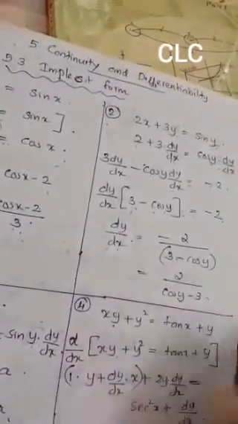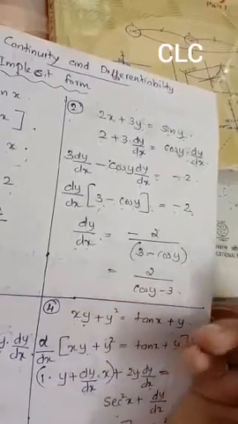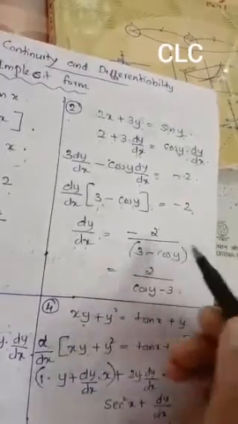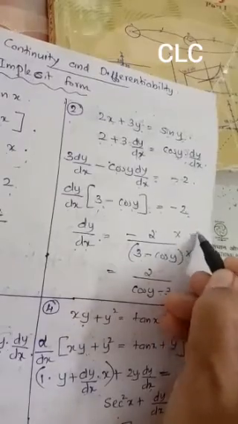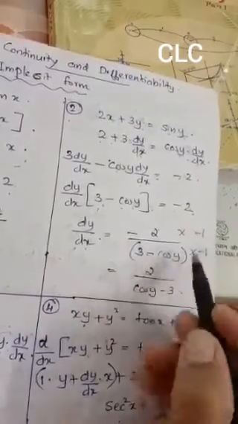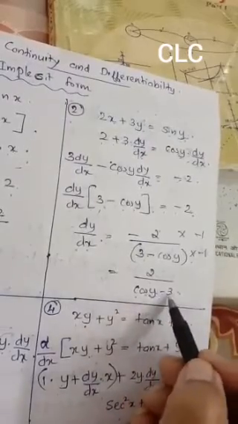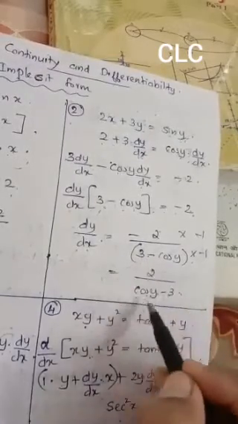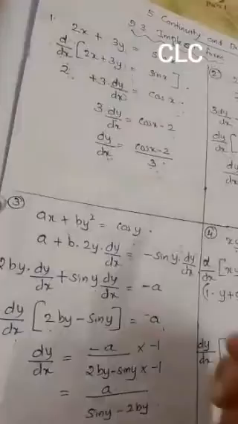If you want to remove this negative sign, it is not necessary, but if you wish to remove that negative sign, multiply both numerator and denominator by minus 1. So we will get plus 2 divided by cos y minus 3. I think this is the answer which is given in your textbook. Okay, now let us go to question 3.